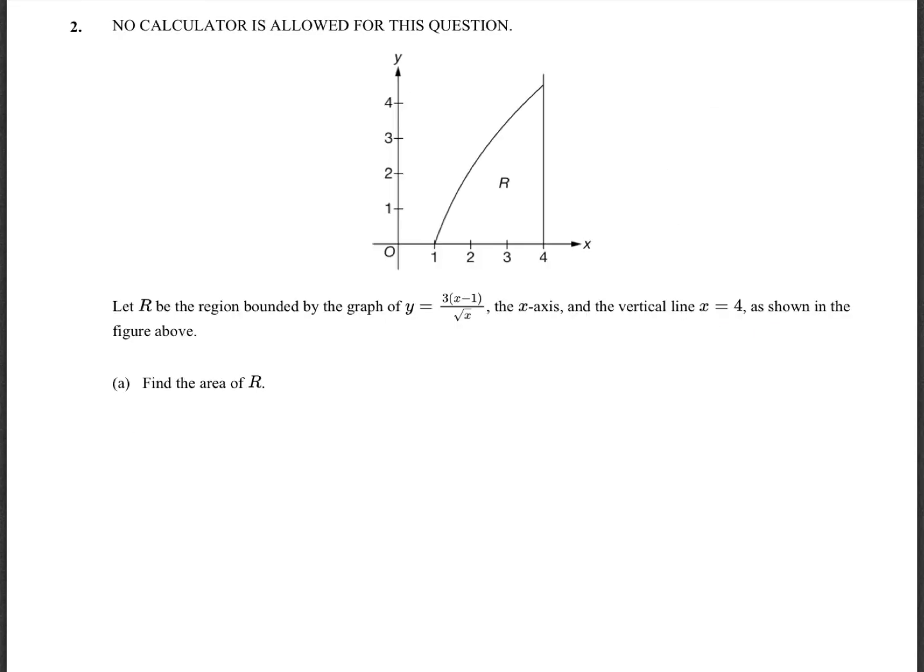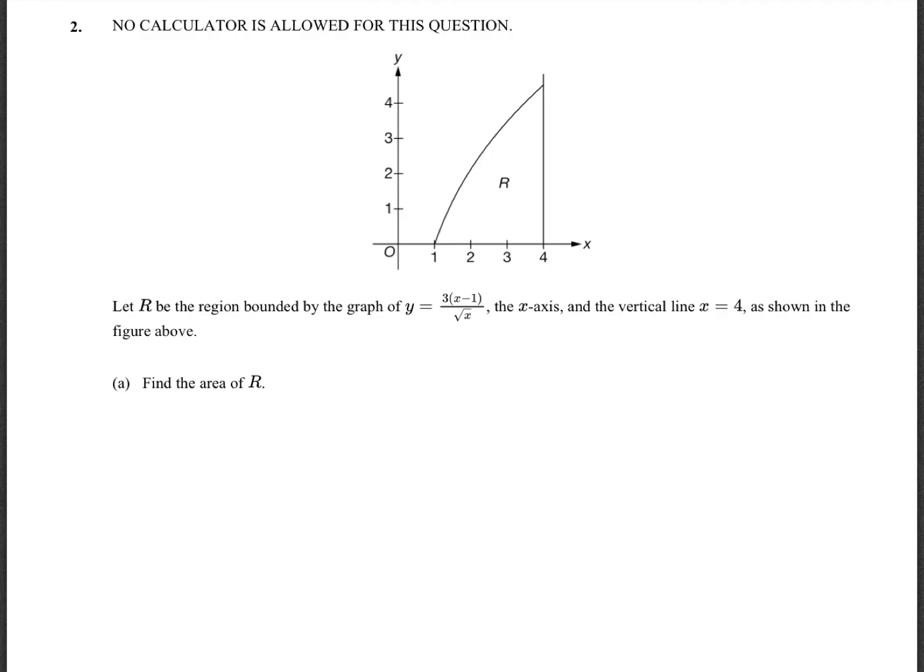Okay, so number 2 from part B of the FRQs. They say let R be the region bounded by the graph of y equals 3 parentheses x minus 1 over root x, the x-axis, and the vertical line x equals 4. Okay, so this is that function that they have. Here's the x-axis, and here's the vertical line x equals 4, so that region is bounded by those 3 lines.